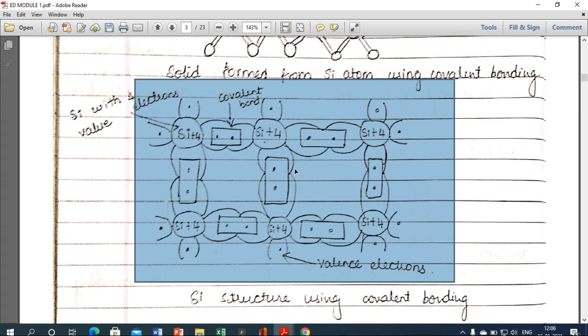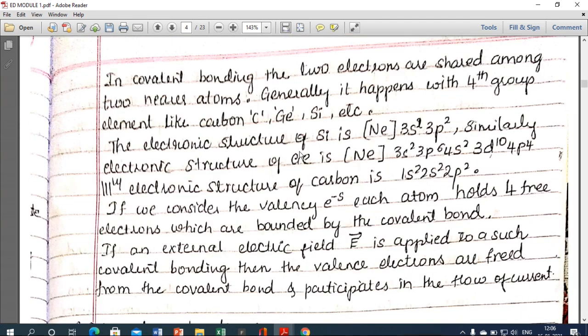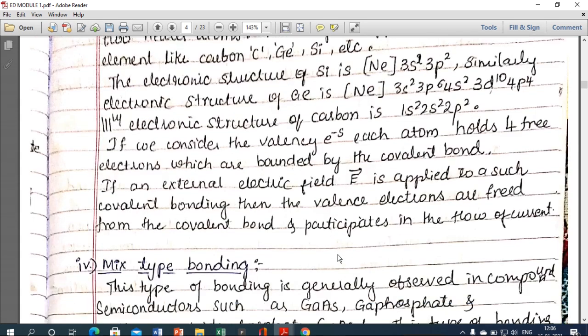The only concept here is that this covalent bond is not much stronger. When I apply a particular voltage to this covalent bond, it will break down and the electrons present in that bond will cause the flow of current. The same explanation is given here, and we have written the electronic structure for silicon and for germanium also, which was discussed before starting with the bonding forces in solids.